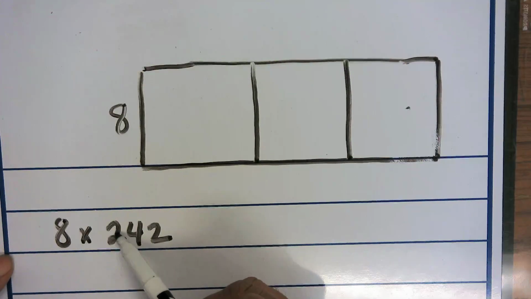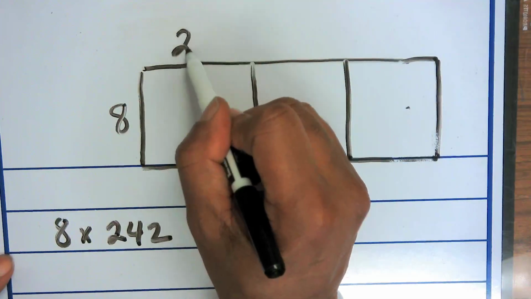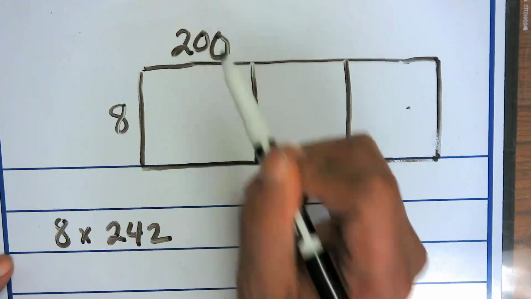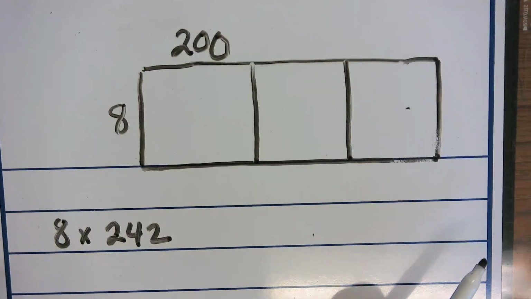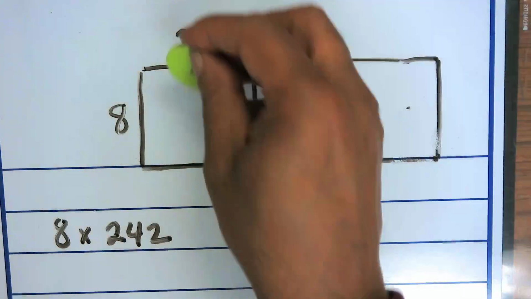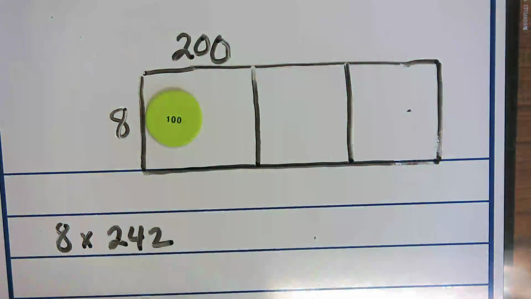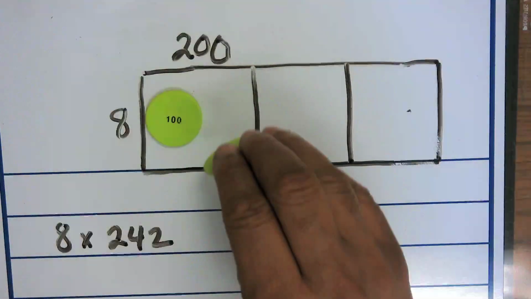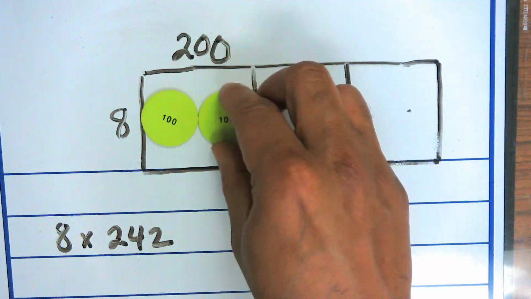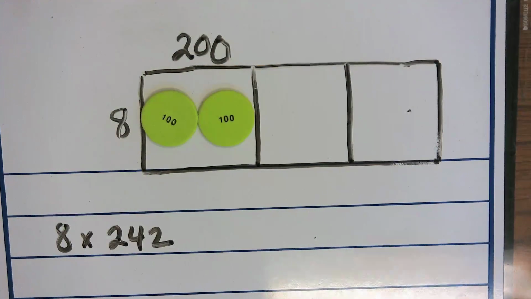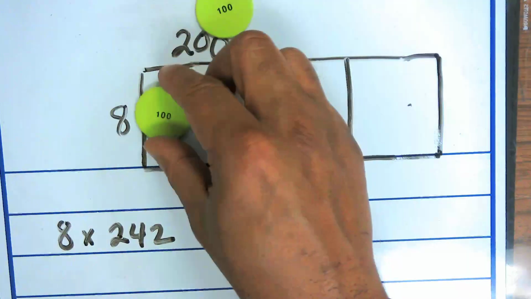2 in the hundreds place is 200, because 2,000 would be... now notice, I'm going to use my tools just so we don't make a mistake. 200 is 2 100s. It's 2 100s. That's why it's 200.